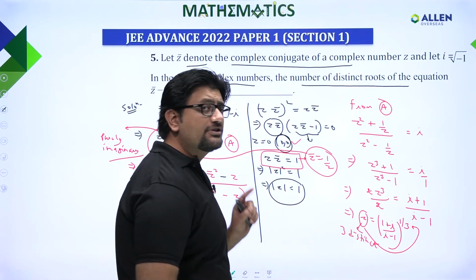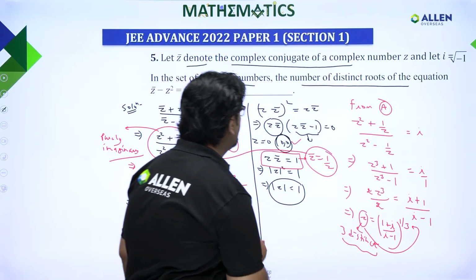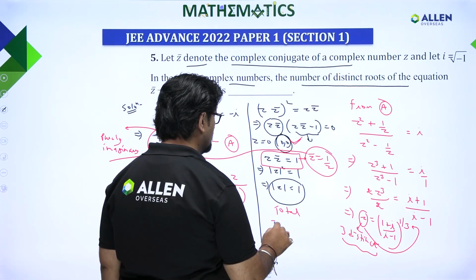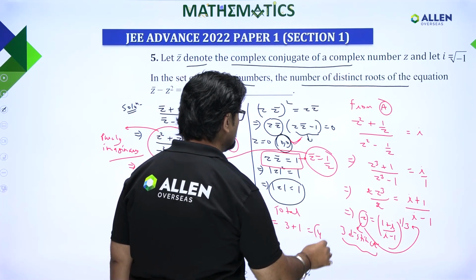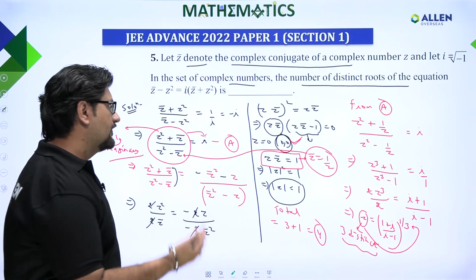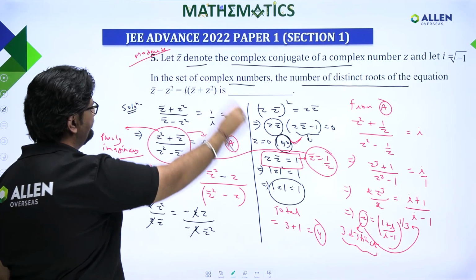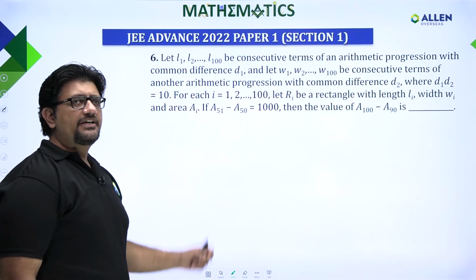So how many solutions am I getting? 3 distinct from here, and the origin I have got from here. So the total solutions will be 3 plus 1 equals 4 solutions. So I will again rate this question as moderate. Question number 6.